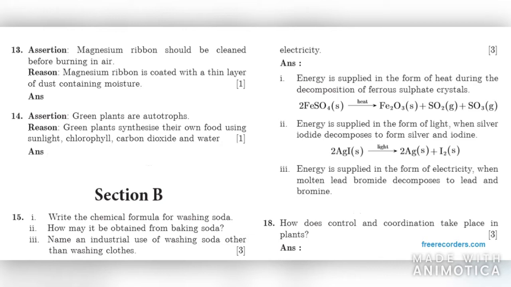Then for the second one, in the form of light, you can give the example of silver iodide. Here you get silver and iodine as end products. In the third one, you can give the example of electricity, where you can give the example of lead bromide, which decomposes to form lead and bromine. So you have to remember these three to answer these types of questions.